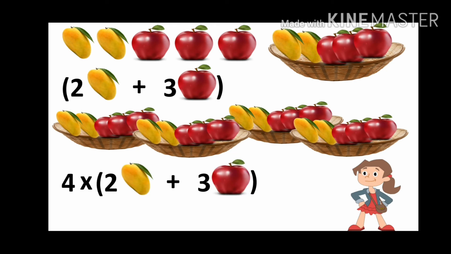So she counted like 4 sets of 2 mangoes and 3 apples. So she got 4 sets of 5 fruits. So 2 mangoes and 3 apples becomes 5 fruits total. So in total, she gets 4 5s are 20 fruits. So in the 4 baskets, there are 20 fruits.